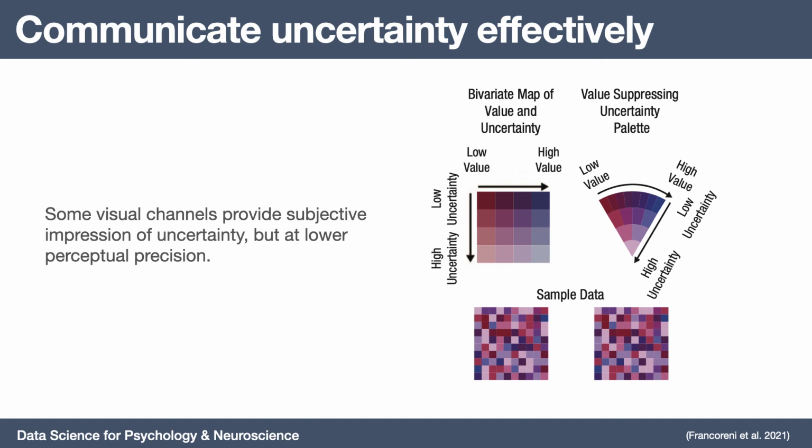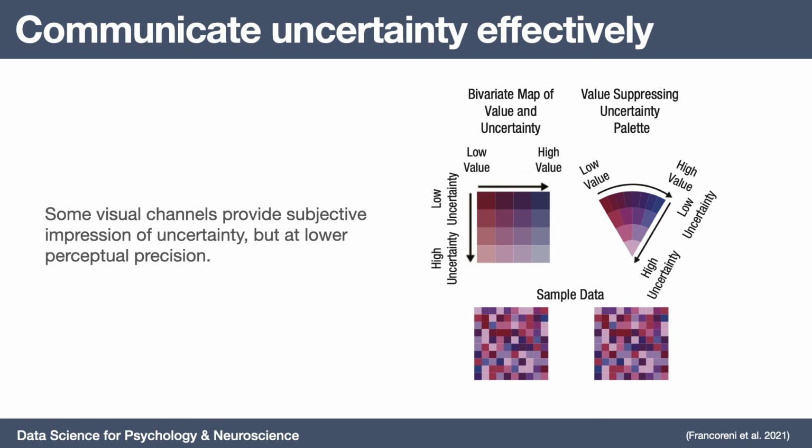So you have this bivariate map of value and uncertainty. As you go from red to purple to blue, you're increasing relative value. As you decrease the saturation of the color, you're increasing uncertainty. So that more faint, more whitish kind of hues are more uncertain. As they get more robust in their color, they're more certain, and then the color tells you about value.